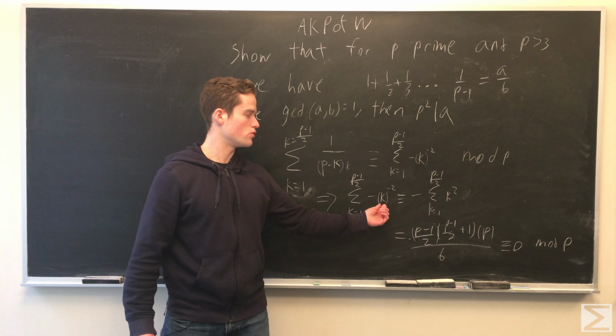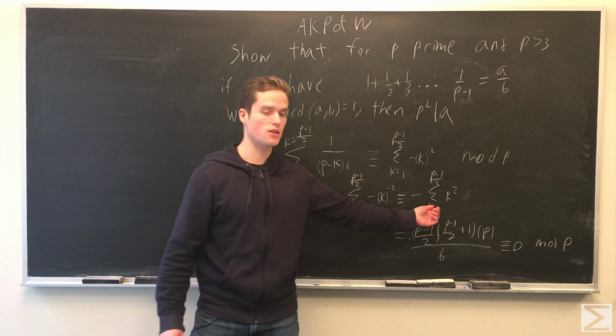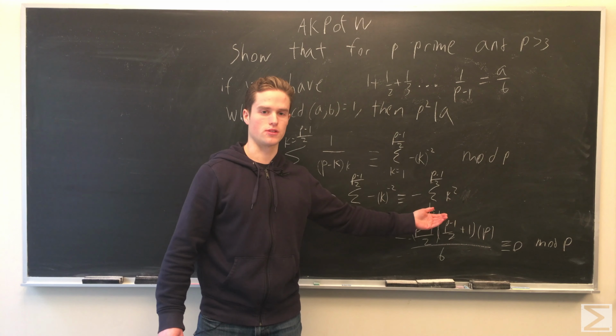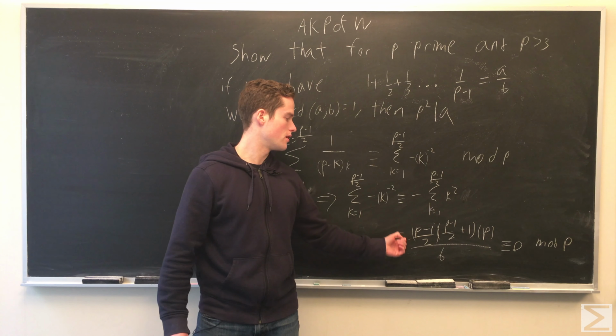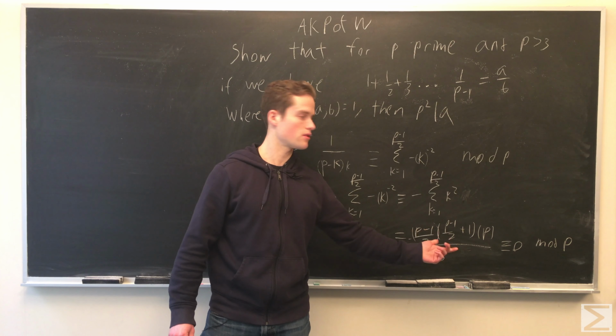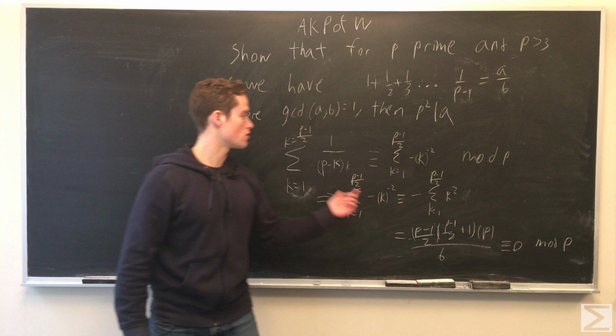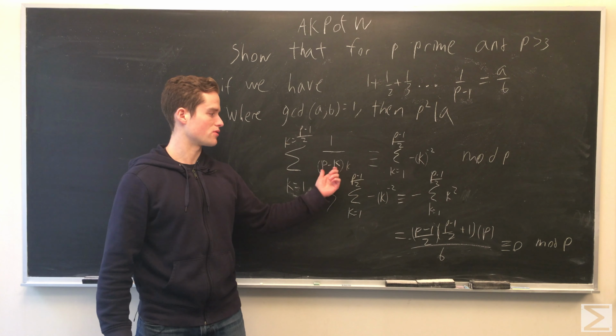These are two different expressions of the same set. So these two are equal. And then summing using the formula for the sum of squares, we get this is equal to minus (p minus 1) over 2 times (p minus 1 over 2 plus 1) times p over 6, and this expression is congruent to 0. So this expression, the sum of 1 over (p minus k) times k, must be congruent to 0.